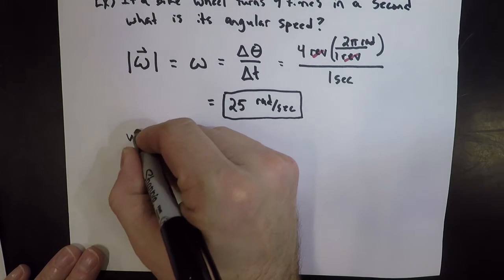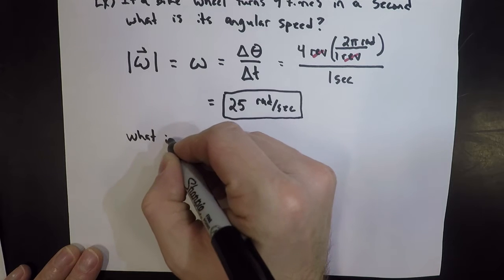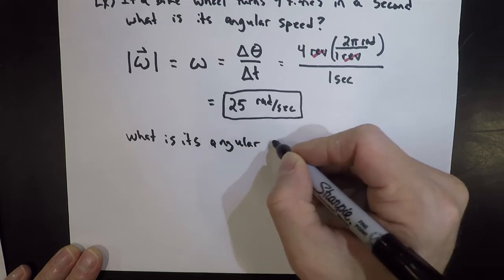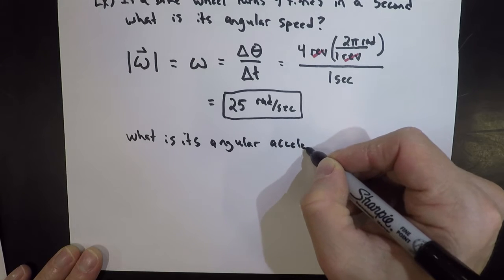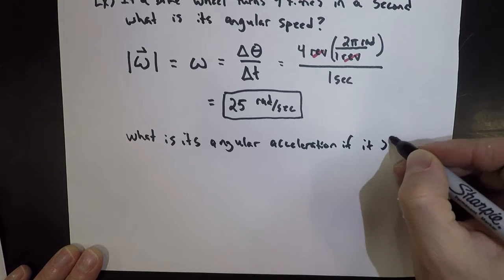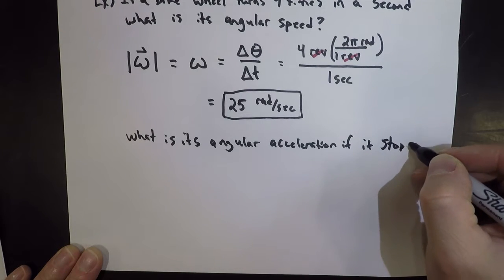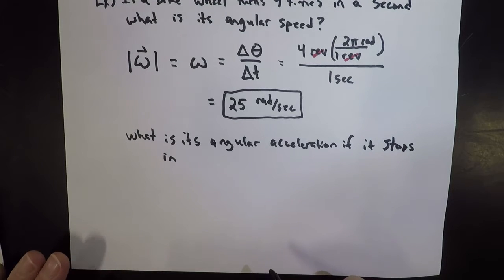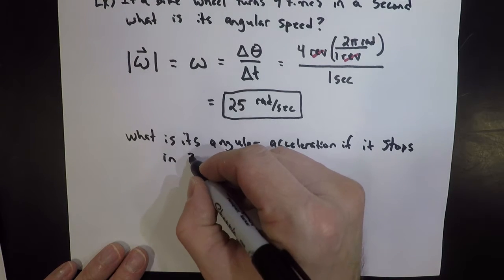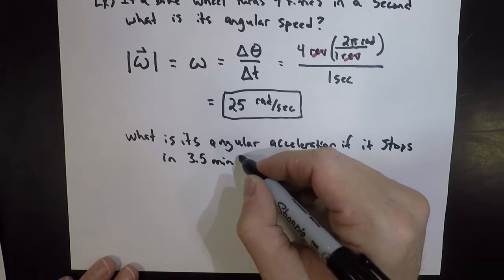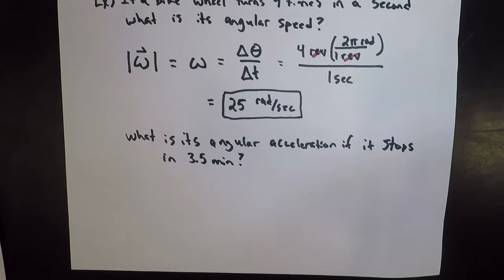And let's see, second part of the question, what is its angular acceleration if it stops? And I don't know, I'm spinning the bike wheel. That thing has very little friction. It will spin for a long time. So let's say, well, I don't know, this might be a little long. Let's say it goes 3.5 minutes before it finally comes to rest and friction brings it to rest.